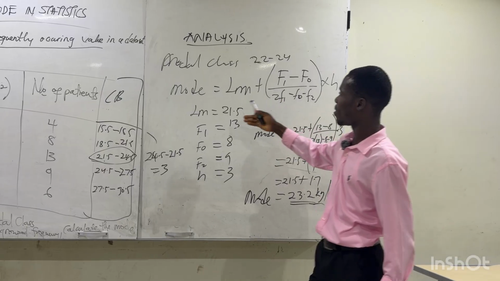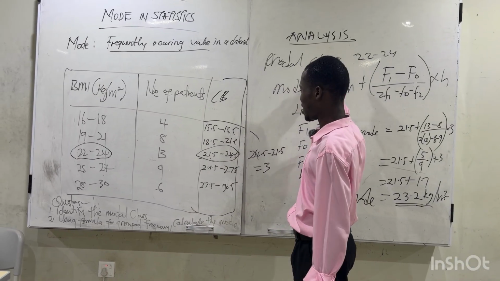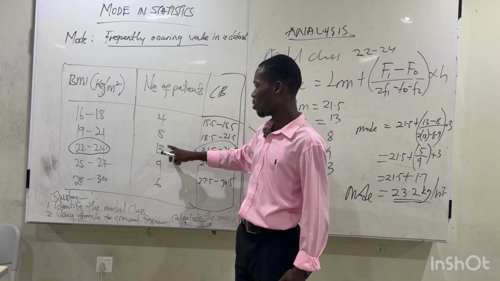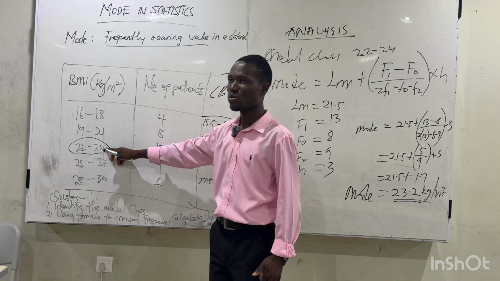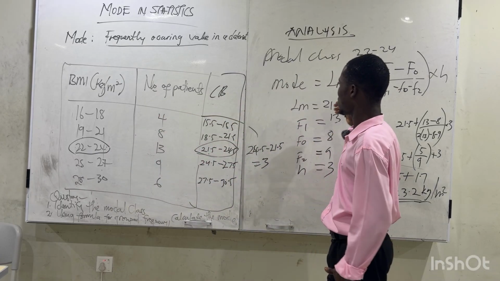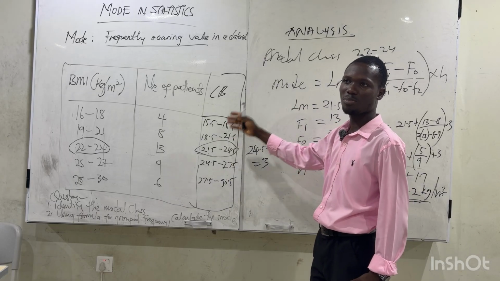Okay, so let's go over again. We said you first have to find what? Your modal class, and in finding the modal class, you have to look at the highest what? Frequency. So the highest frequency is what? 13. So therefore, this becomes our modal class. After we have gotten the modal class, we can add the class boundary to it.